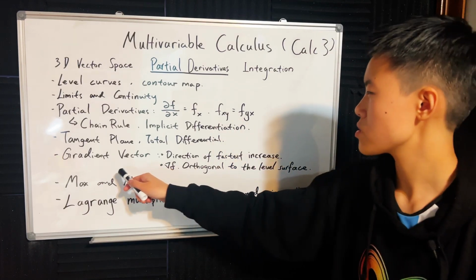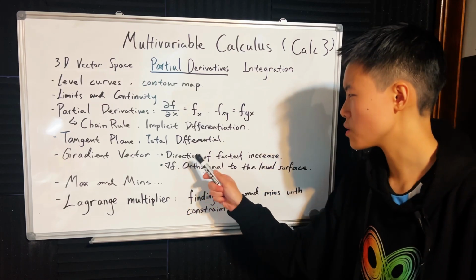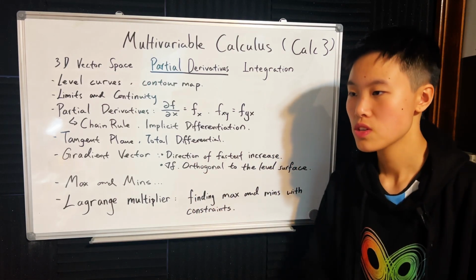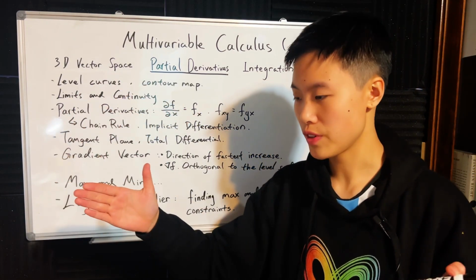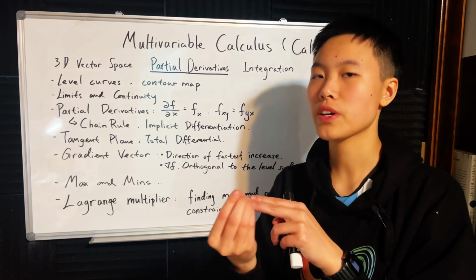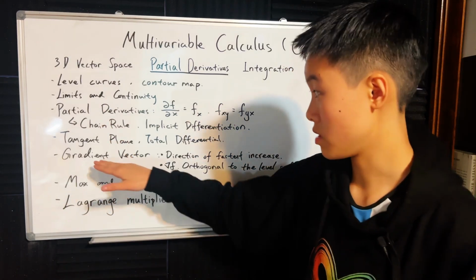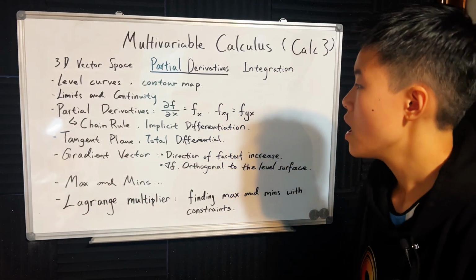Also, the gradient vector helps you find the direction of fastest increase. So if you have a surface and you're at a point, and you're trying to find which direction has the fastest increase in slope, you're going to use the gradient vector for that.